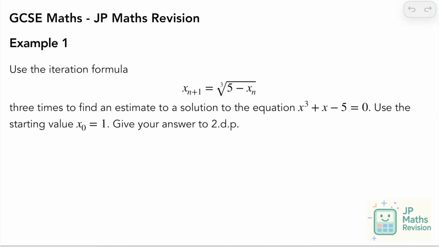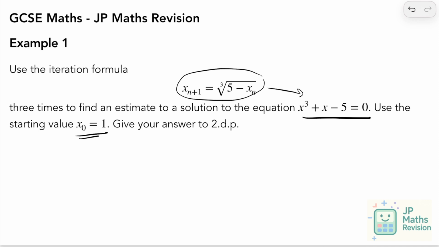So here's an example. It says use the iteration formula xn+1 equals the cube root of 5 minus xn, 3 times, to find an estimate to the solution of this equation here. We have to use the starting value of x equals 1. This formula is used to estimate the roots of this equation. The more times we apply the iteration formula, the closer we get to the true root.